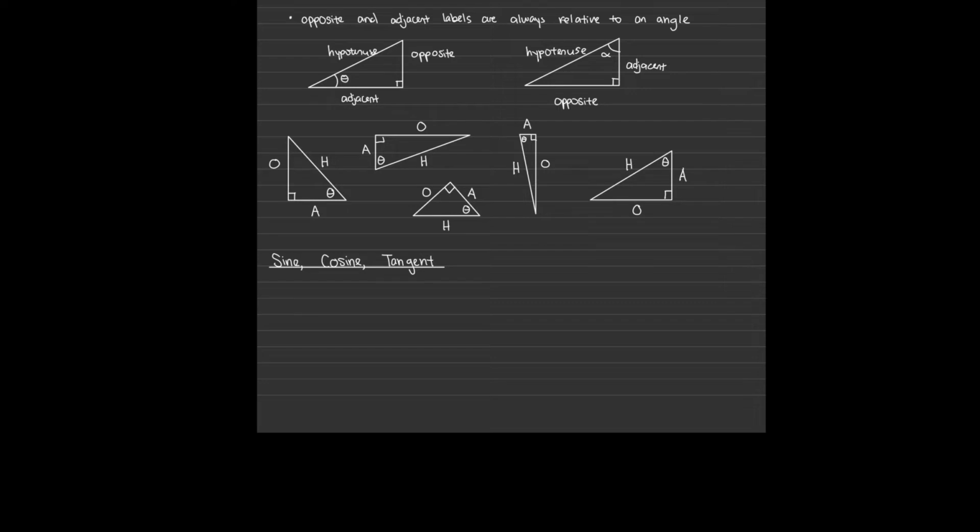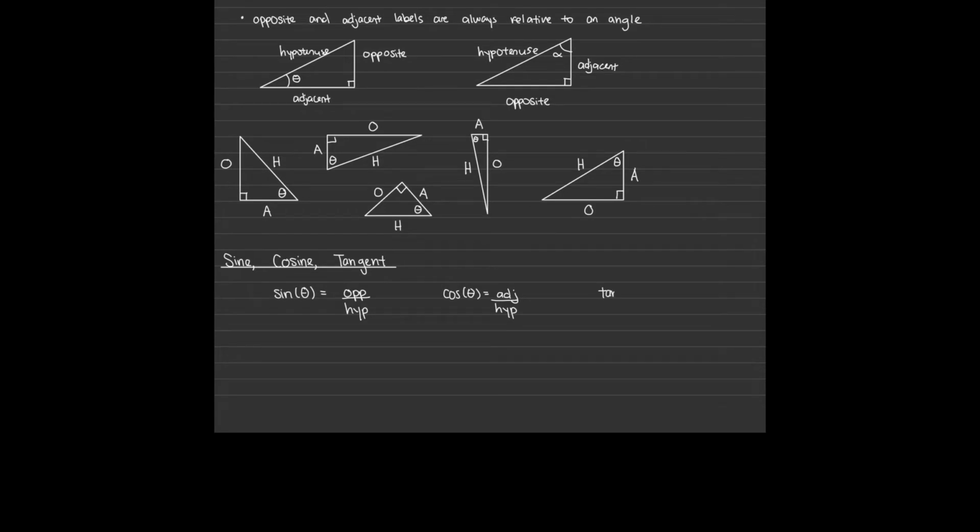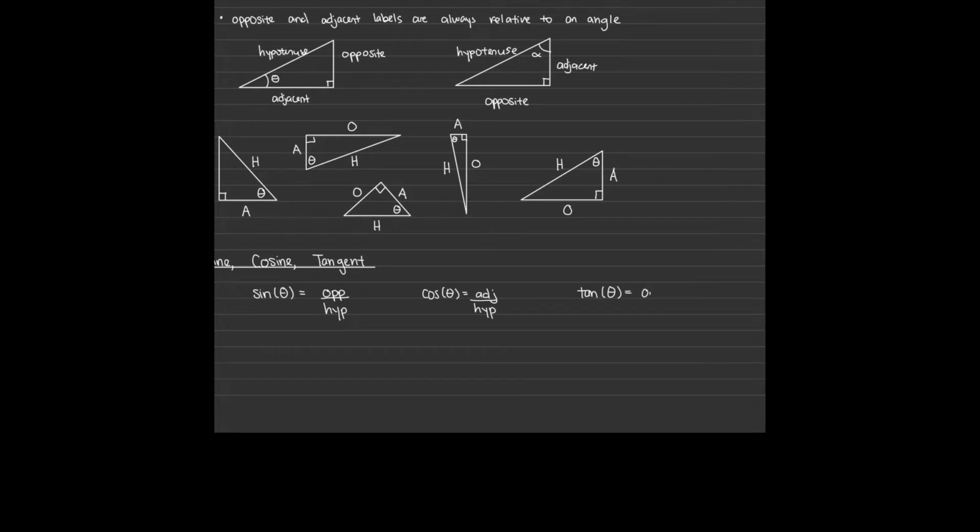So this is where our acronym SOHCAHTOA comes in. If you remember it, sine of our angle theta. And theta is always an angle, so the thing that you plug into these parentheses is always going to be an angle measurement, not a side measurement. So sine of theta is equal to the opposite over hypotenuse. Cosine of theta is adjacent over hypotenuse. And lastly, tangent of theta is opposite over adjacent.